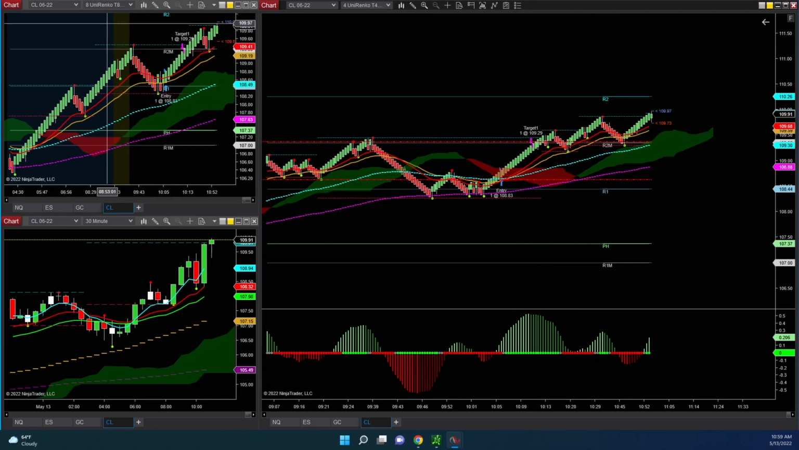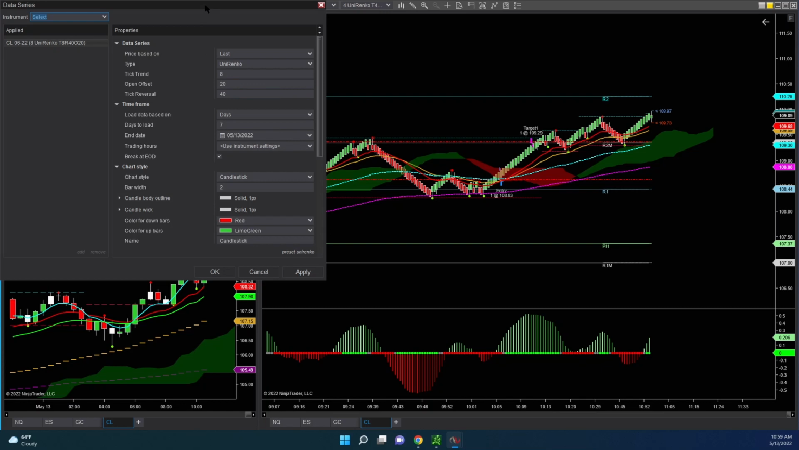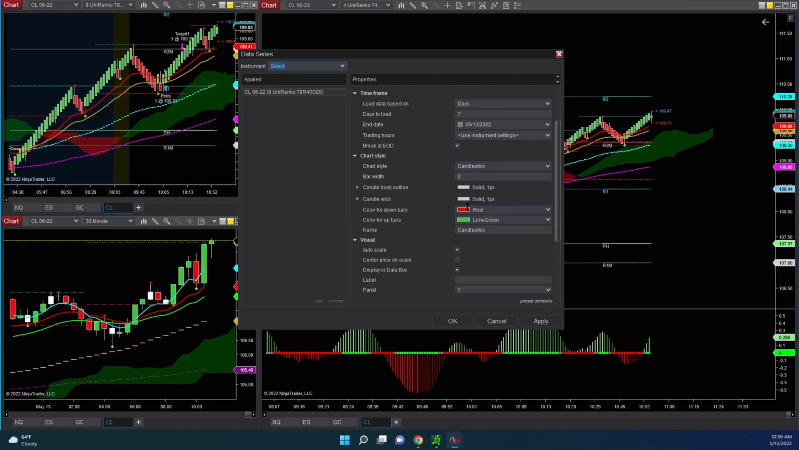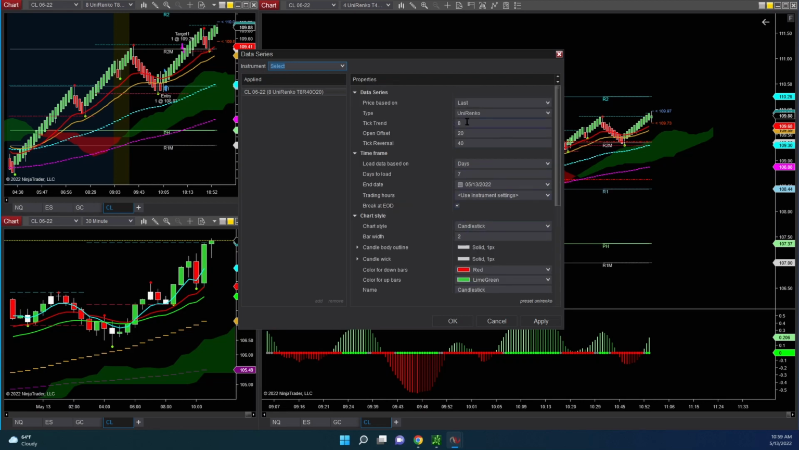So you see I do have an 8. The anchor chart, let's go through the settings here. Let me get that one there so you can see the anchor chart on the unit Renko is 8, 20, and 40. So this one is double the size of this entry chart. So that would be the settings: 8 for the tick trend, open offset is 20, and tick reversal is 40.